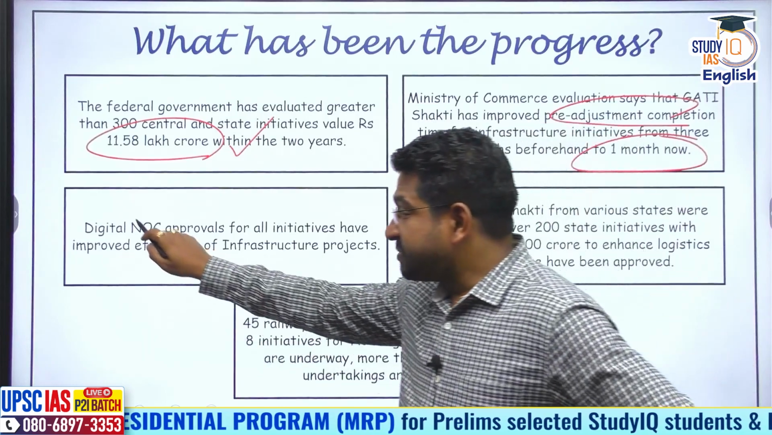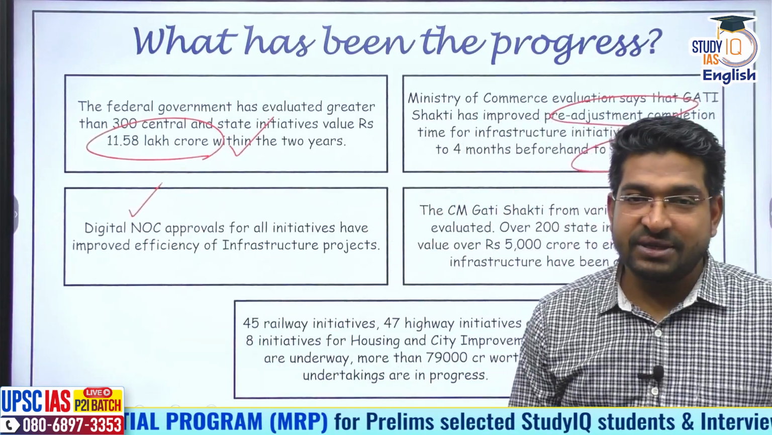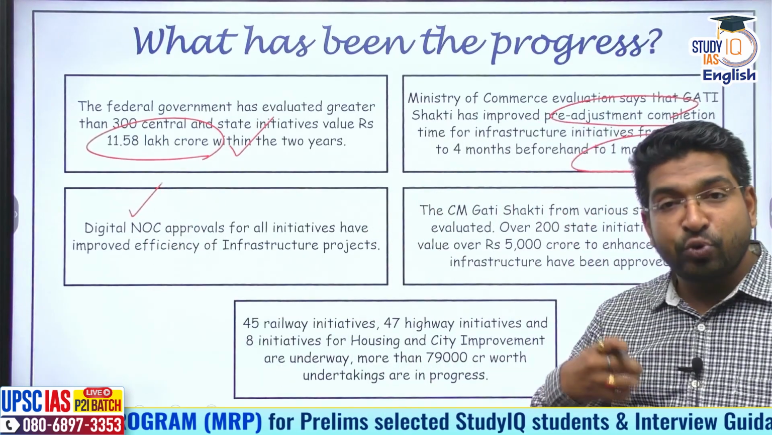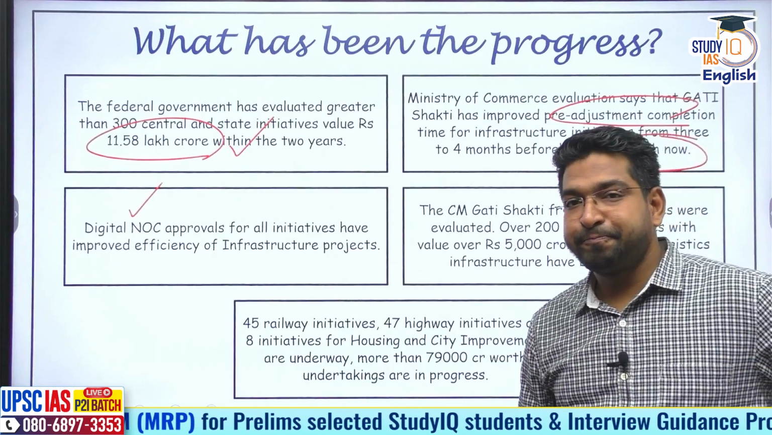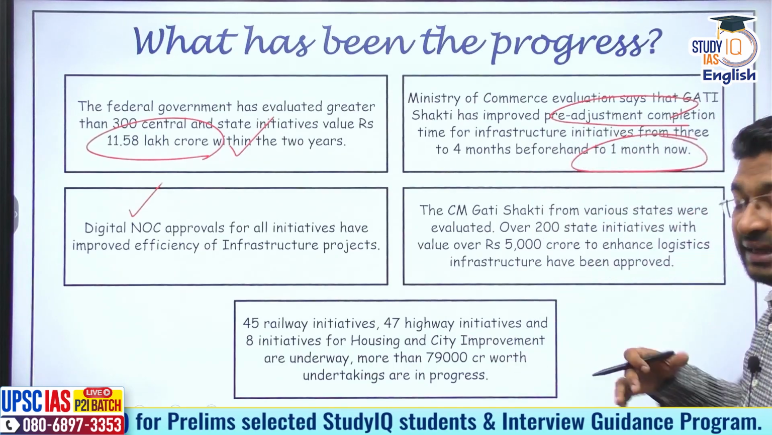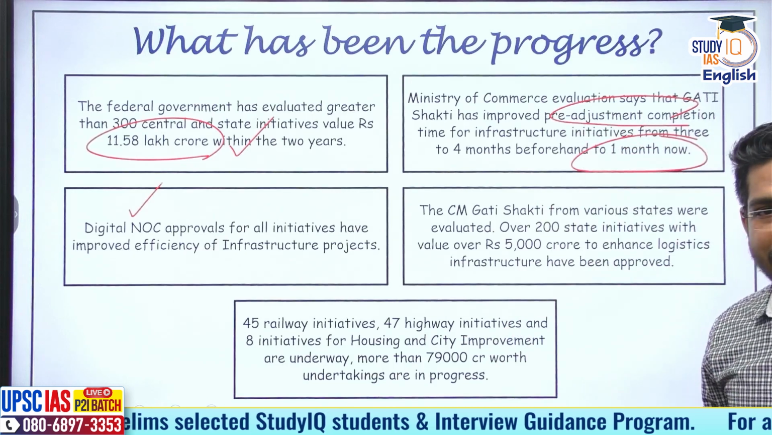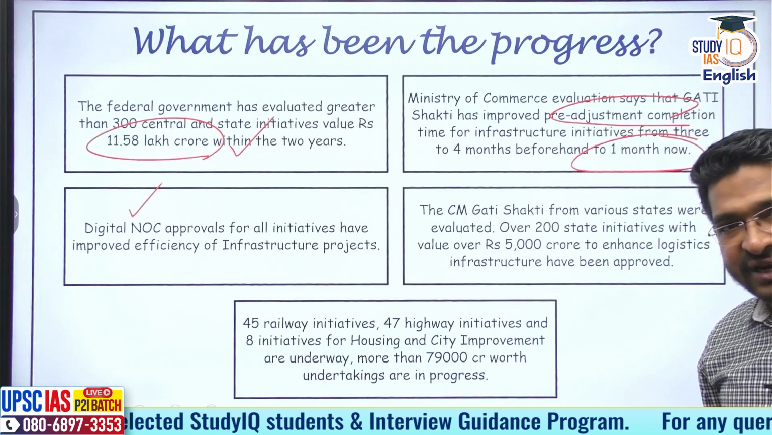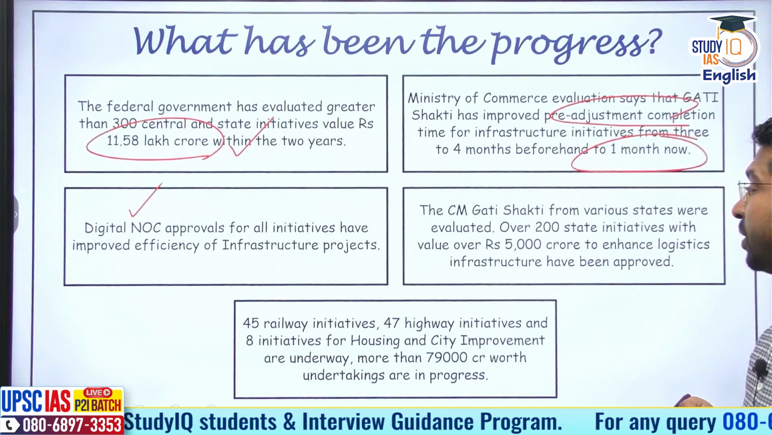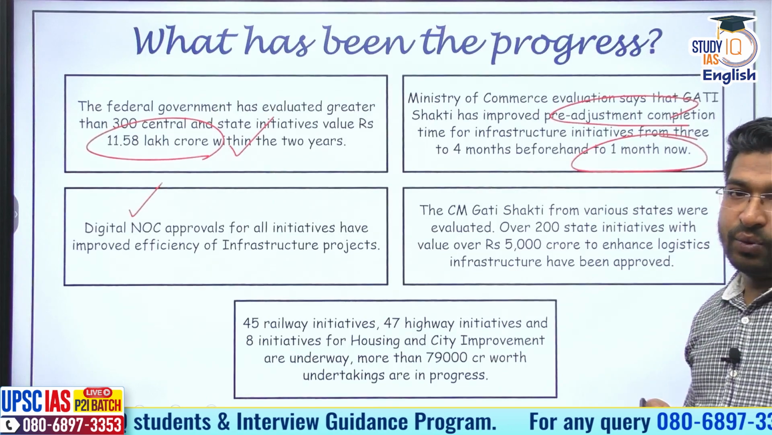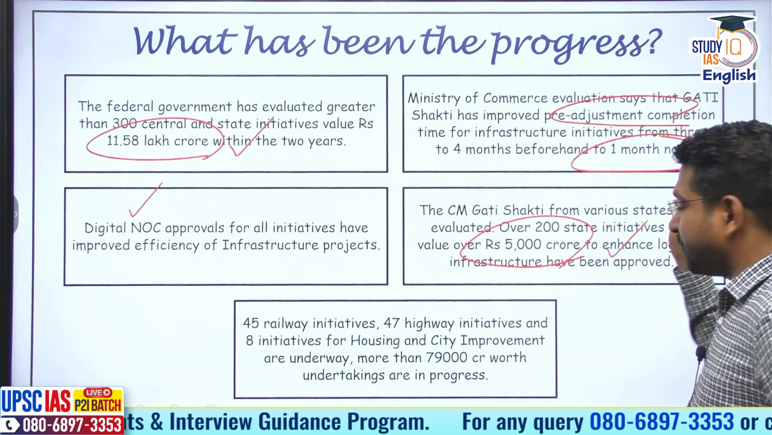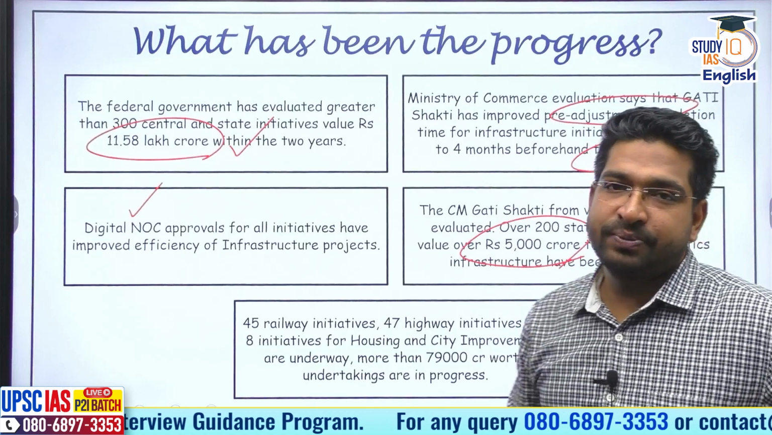Now there is a concept of digital no objection certificates. The digital NOC approvals are given, which have improved the efficiency of these projects. Apart from that, at the state level, there are PM Gati Shakti plans which have been created by respective states, and over 200 state initiatives over a value of 5,000 crore have also been evaluated and approved.